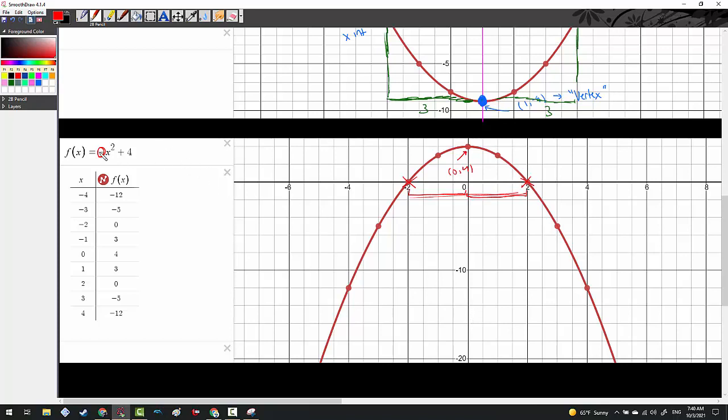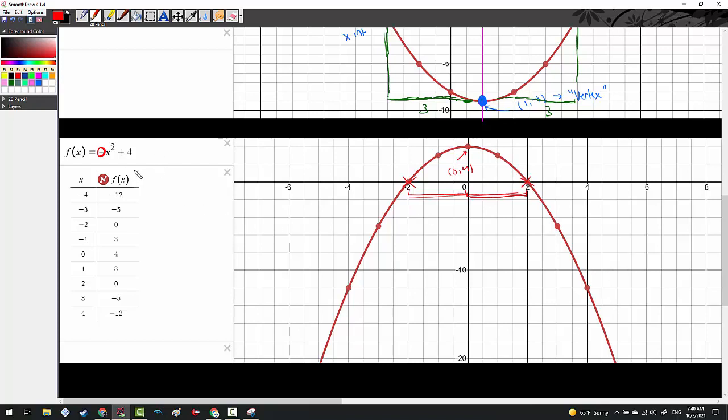One, notice that the parabola is upside down. Notice the negative in front of the x squared. We've talked about this in class, the dominant term. Notice how it's negative, and that is what's dictating what this graph is going to look like.